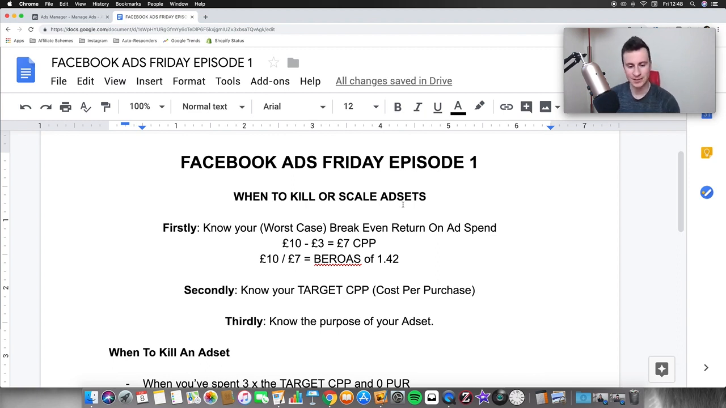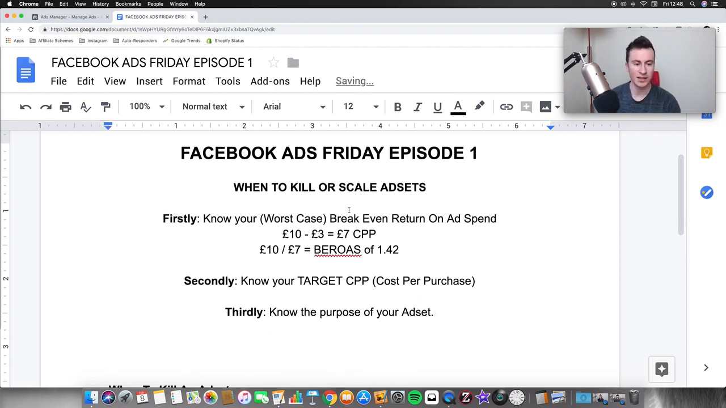Before we actually get into the numbers and the thick of it, there's a couple of things we need to know before we get started. Firstly, you need to know your worst case break-even return on ad spend. What that means is when you're running your ads, Facebook will give you a ROAS, and you need to know what that number is in order for you to make a profit. If you don't know what that number is, then essentially you're fishing in the dark. How are you going to know if you're making money or not?